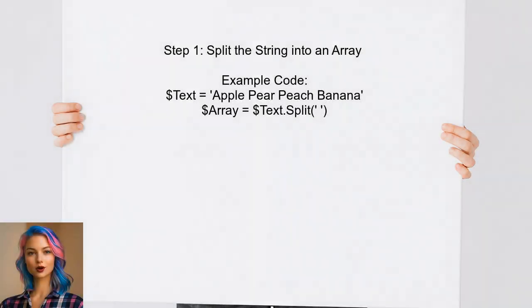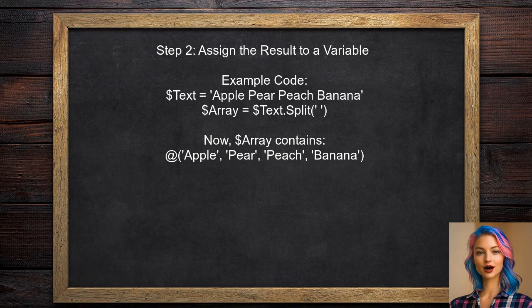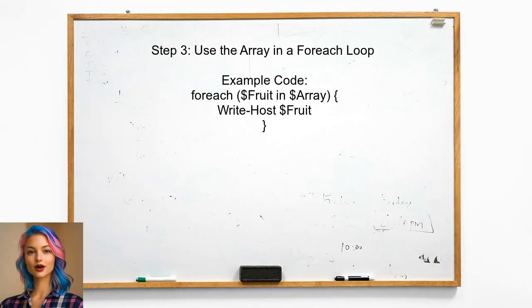To begin, the user needs to take the space-separated string and split it into an array. This can be done using the split method in PowerShell. Next, the user should assign the result of the split method back to a variable. This will create an array that can be used in a for-each loop. Now that the user has the array, they can use it in a for-each loop. This allows them to iterate over each fruit in the array.